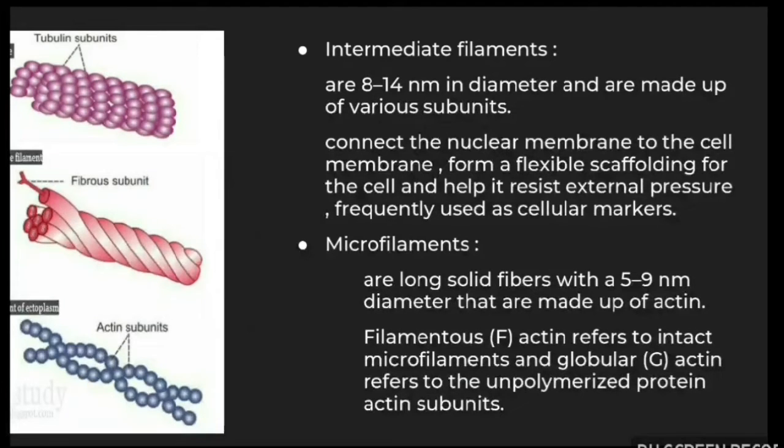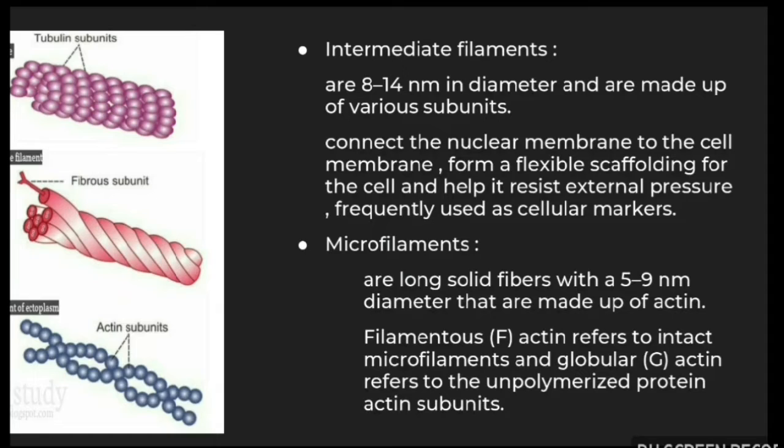Moving on to intermediate filaments, that is also a subdivision under the cytoskeleton. Intermediate filaments are 8 to 14 nanometer in diameter and are made up of various subunits. They connect the nuclear membrane to the cell membrane, form a flexible scaffold for the cell, and help it resist external pressure. They are frequently used as cellular markers. Cellular markers are used in gel electrophoresis and various genetic fields. Intermediate filaments are the main chain between the microtubules and microfilaments.